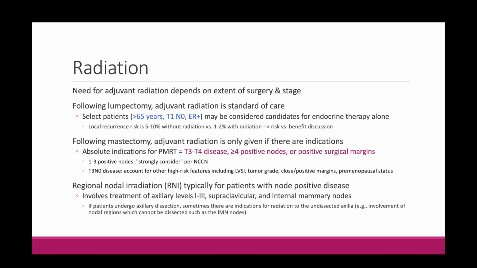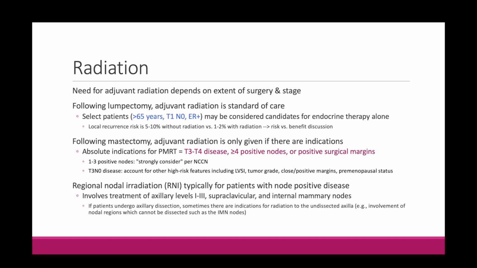After patients undergo mastectomy, now remember mastectomy, we're taking out the entire breast. So a lot of times these patients don't need adjuvant radiation following a mastectomy, but they will need it if there are certain indications. So absolute indications for post-mastectomy radiation: if a patient has T3 to T4 disease, so greater than 5 centimeters and invading into things like the skin or the chest wall; if they have 4 or more positive lymph nodes, because remember, having 4 or more positive lymph nodes, no matter what size tumor you have, that makes you stage 3. And then also if they have positive surgical margins.